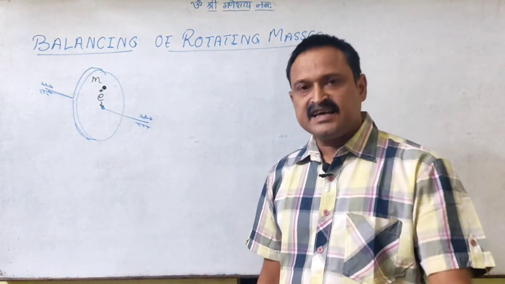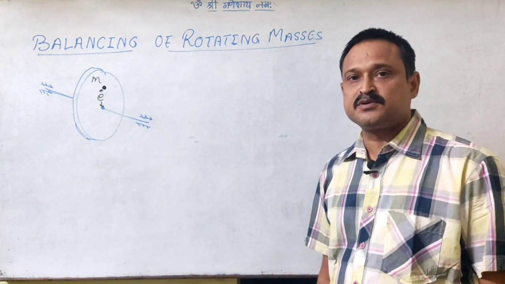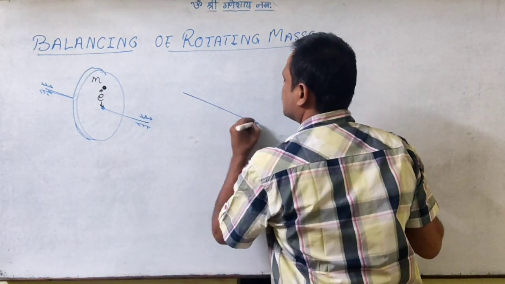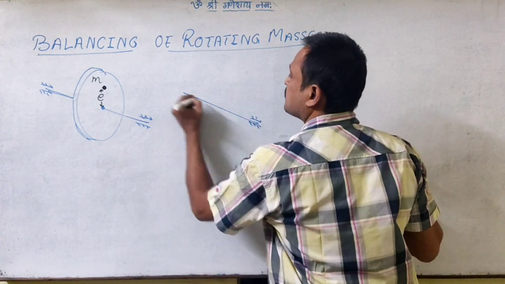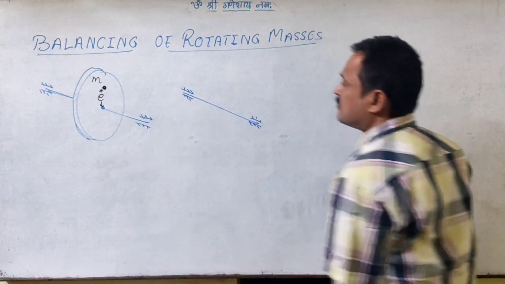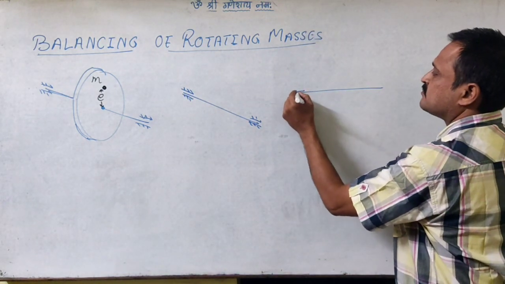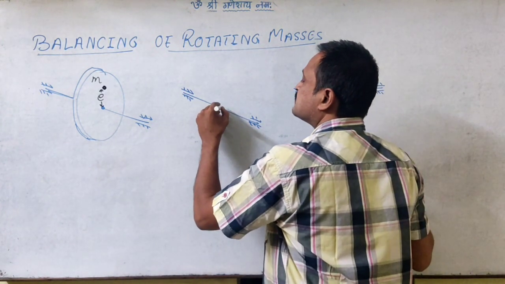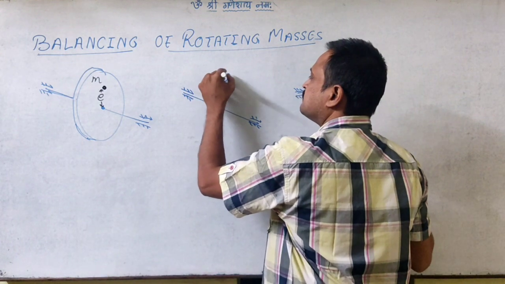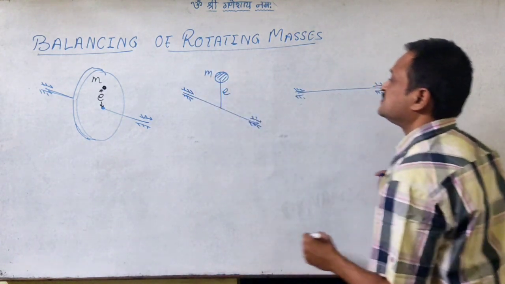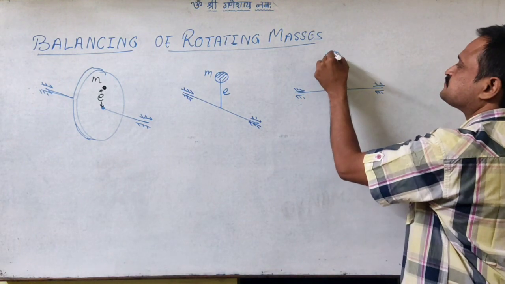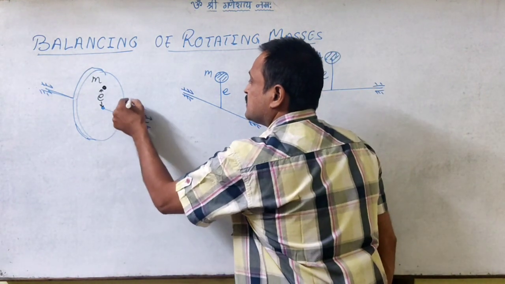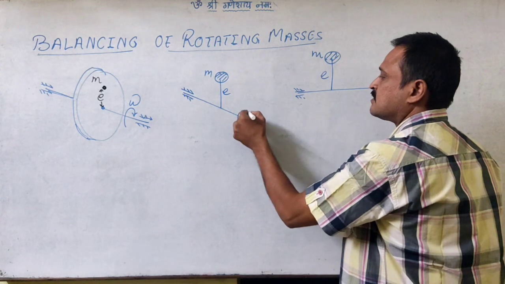So what kind of dynamic force is expected to be introduced in the system? Now pictorially, if we want to show, say this is the shaft, or maybe in another way we can show, and say the mass m is concentrated at the eccentricity, so maybe in this fashion, and this shaft is rotating at some angular velocity omega.